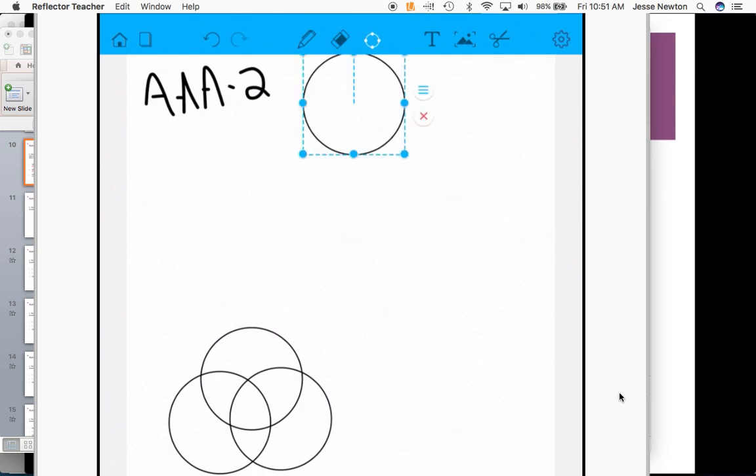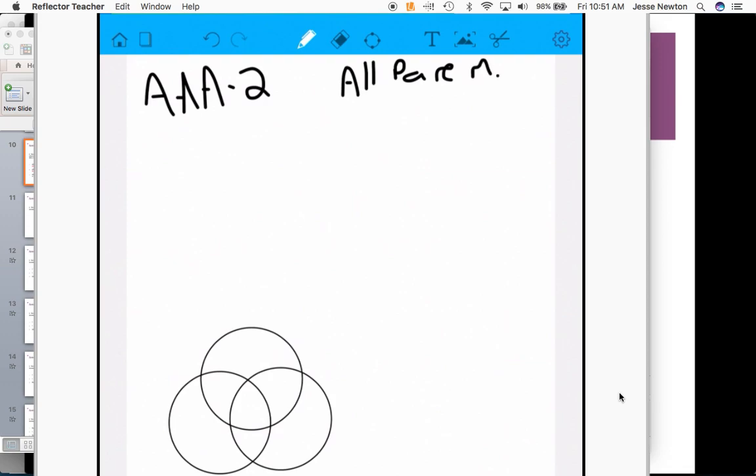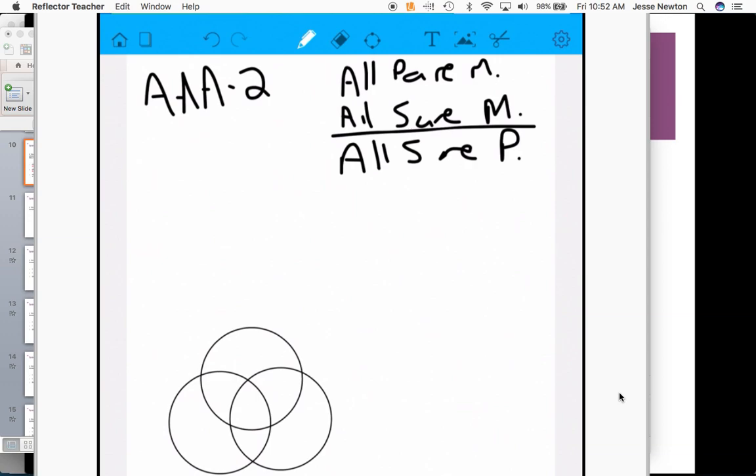So we know that it is AAA-2, so it's going to be all P are M. That's where the middle term goes, all right? The middle term goes in the predicate term of the major premise, and it goes in the predicate term of the minor premise. And then we draw our conclusion, all S are P, okay? So this is in second figure. And we're going to do just like we've done before.